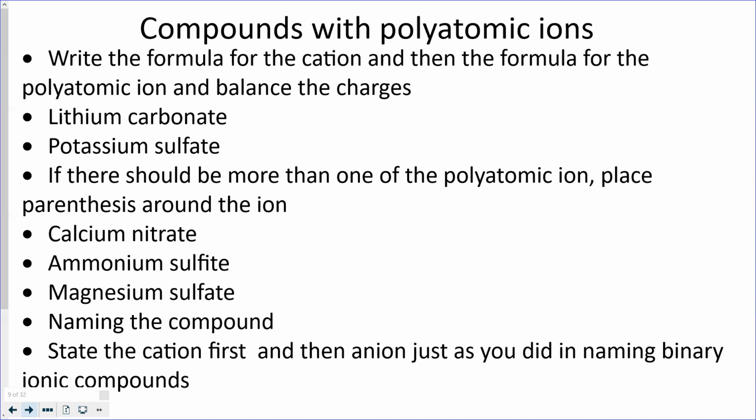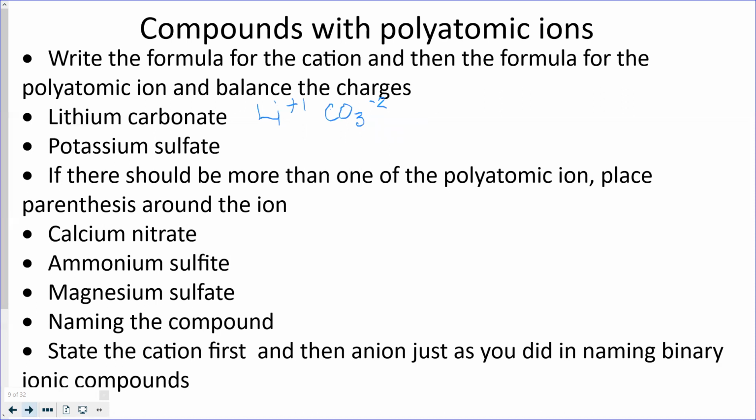But let's look at writing the formulas for these, because that's the one that's a little more difficult. So we're going to write the formula for the cation and then the formula for the polyatomic ion and crisscross to balance the charges, just like we did anything else. So lithium carbonate, lithium is number 3 on the periodic table. It is Li. It is in the first column, so it has a +1 charge. Carbonate, anytime you see that ITE or ATE, look at your polyatomic list. Carbonate is CO3 with a -2 charge.